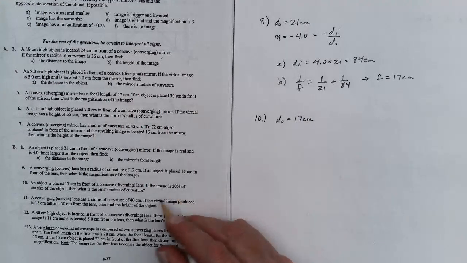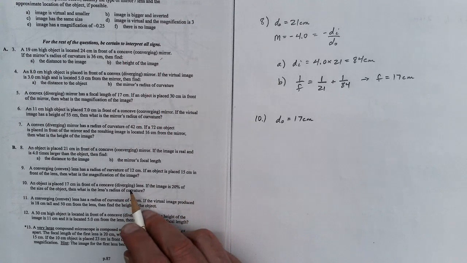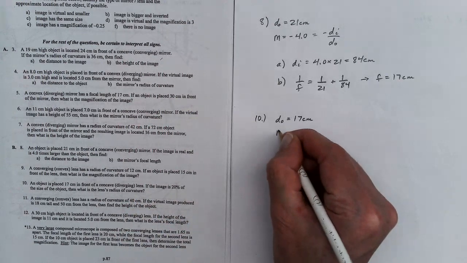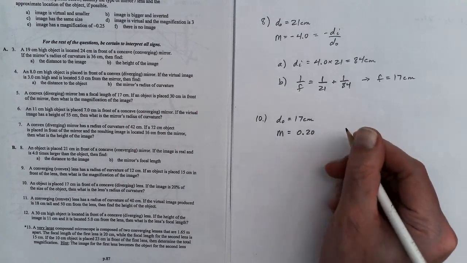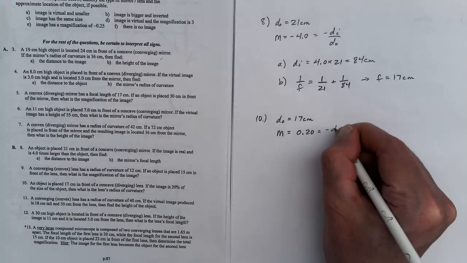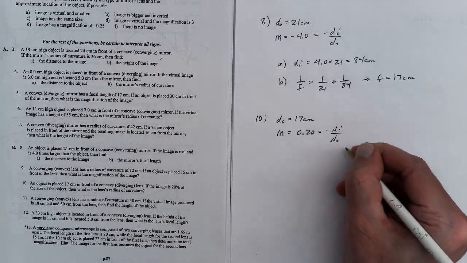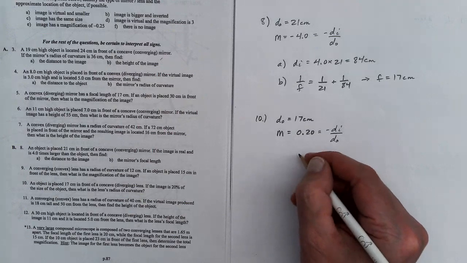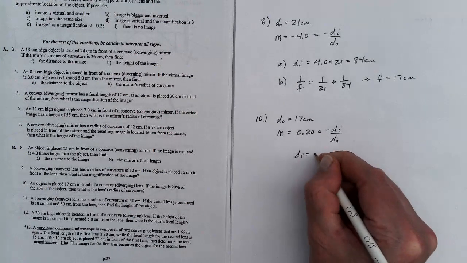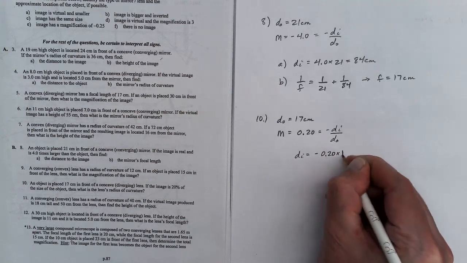Image being 20%, well, this is a diverging lens, virtual image. That means that the image is going to be upright, and so the magnification would be a positive 20% or 0.2. That's -DI over DO. Well, from this, we have DO right there, we can figure out DI. DI would be equal to -0.2 times 17.